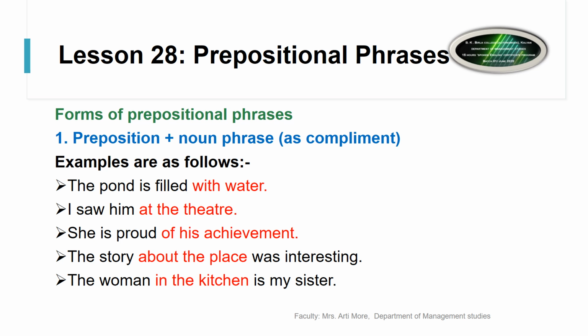Next, the woman in the kitchen is my sister. In is a preposition, the is an article modifier, and kitchen, that is a place, right? So it's a noun. So in the kitchen is a prepositional phrase.